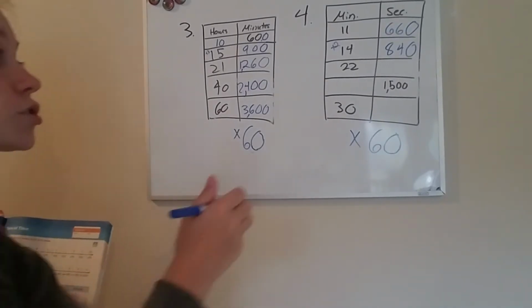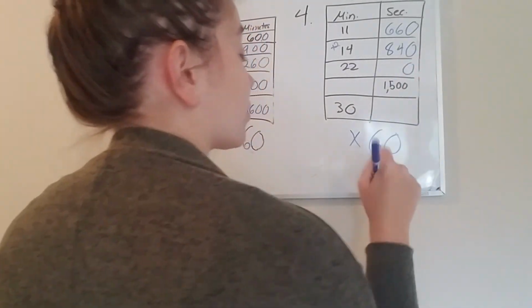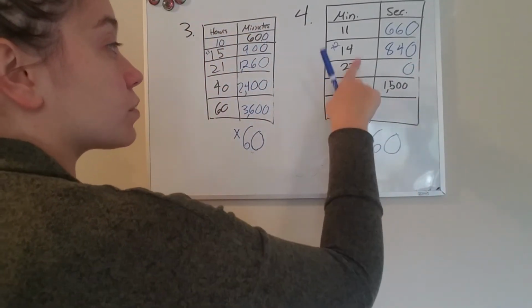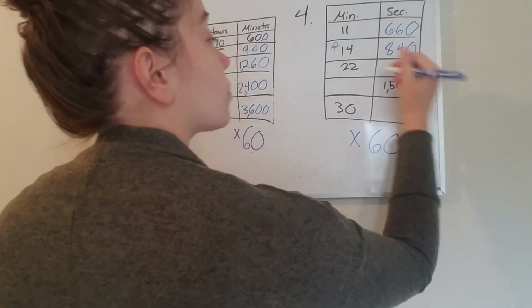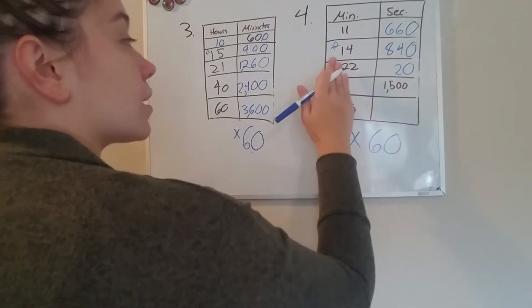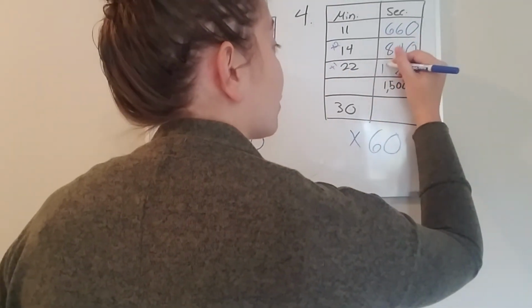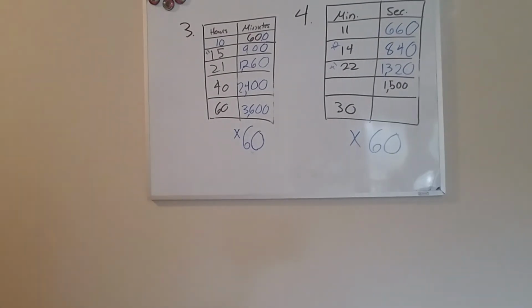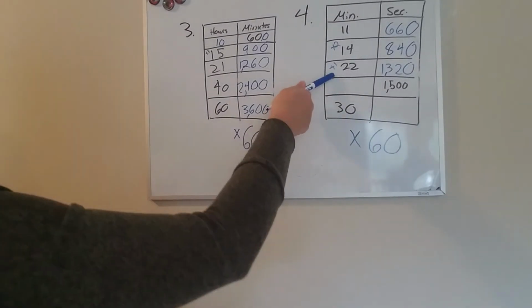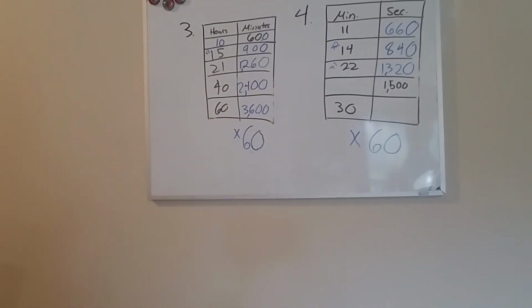Let's check. So we're going to put a 0 up here from our 60, and then we're going to do 6 times 2 is 12, so I need to carry a 1. 6 times 2 again is still 12, plus my 1, so it's actually going to be 13. So you should have 1,320. Now, we're going to see what times 60 gets us 1,500. We know it's going to be more than 22, but less than 30, okay? Because of where it is on our chart.